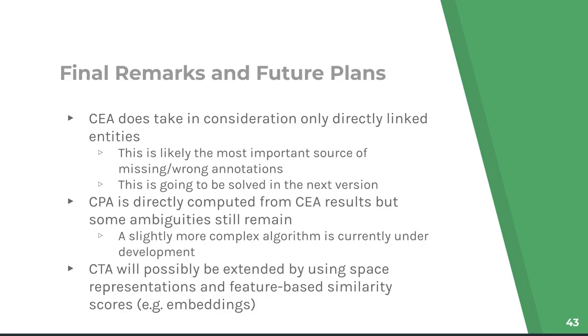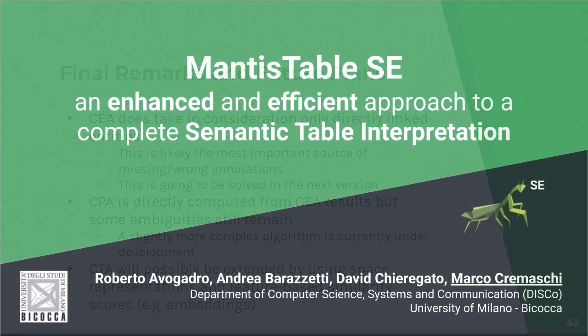CPA is directly computed from CEA results, but some ambiguities still remain. A slightly more complex algorithm is currently under development. CTA will possibly be extended by using vector space representation and feature-based similarity scores, for example, embeddings. Thank you for the attention.